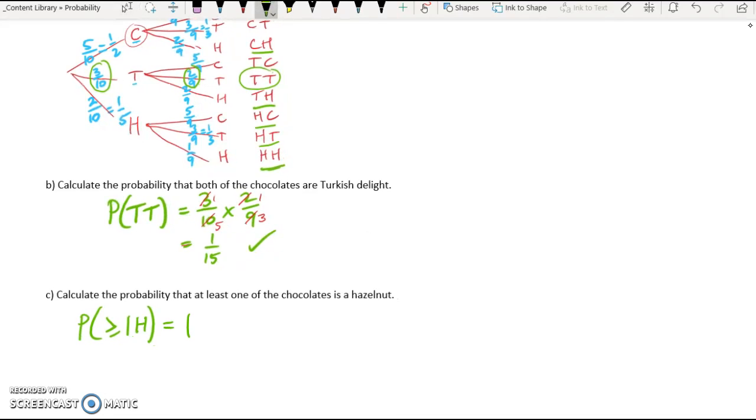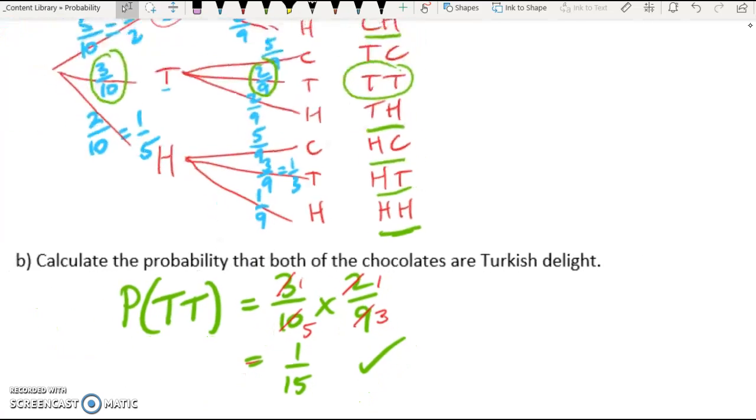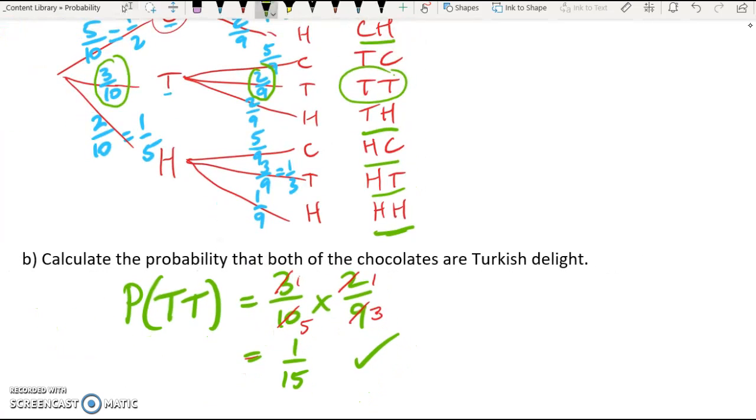So the probability of that happening is hazelnut multiplied by getting hazelnut. Now let's just have a look at the probability of that one. Hold on, we'll use the simplified fraction here. It's 1/5 multiplied by 1/9. So the probability of hazelnut hazelnut is 1/5 multiplied by 1/9. So there's a 1 in 45 chance that both of them will be hazelnut.